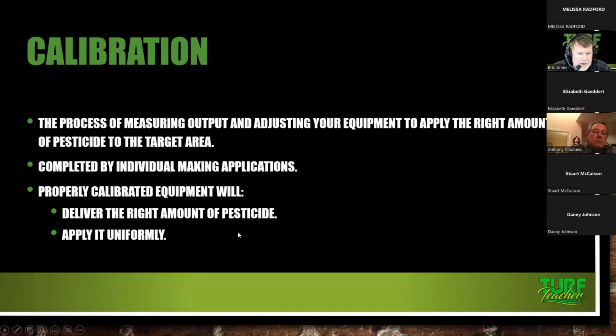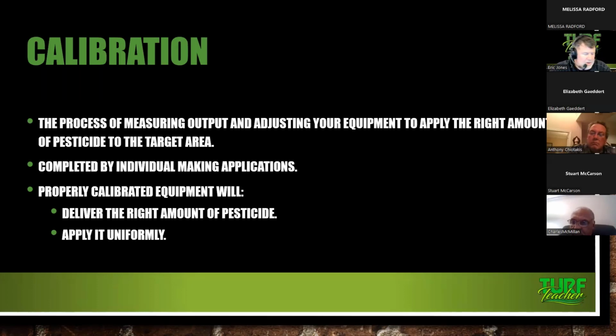And calibration, we already talked about that. Are we doing it every single morning? Probably not, but we should. It is the process of measuring your output and adjusting your equipment to apply the right amount of pesticide to the target area. It needs to be completed by the individual making the application. So I have to have my hands on everything. Sometimes I've got to learn to let go and let my guys do this themselves, because they're the ones making the application. If I've got a guy that's 6'2", and I'm 5'10", and I'm calibrating his equipment, what do you think's happening if he goes out there and uses the equipment I've calibrated?